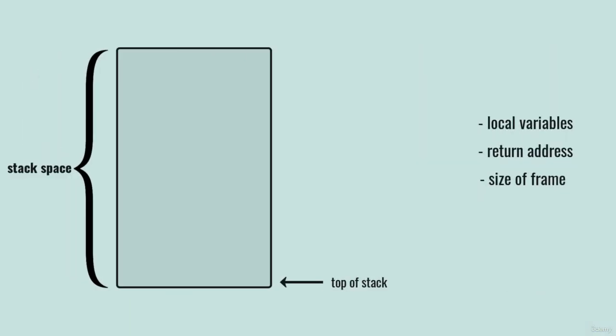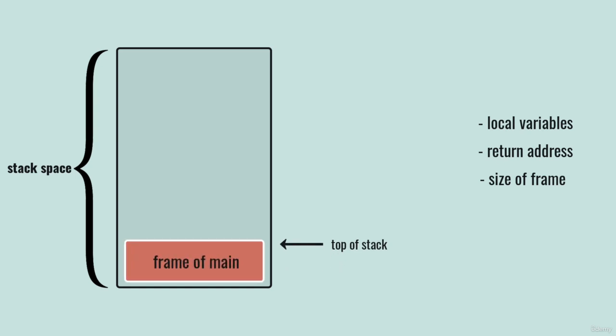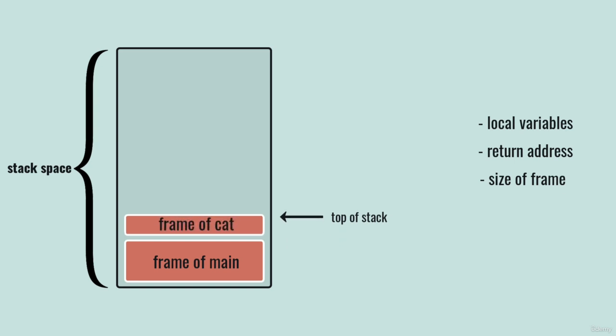Looking at the stack first, the stack is a contiguous chunk of memory that starts out unused. When the first function is called, let's call it main, its local variables are stored on the stack in a grouping called a frame. When the main function itself invokes another function, let's call it cat, the local variables of cat are stored in another frame on top along with the size of the frame and the return address, the address to jump back to when execution returns from cat.